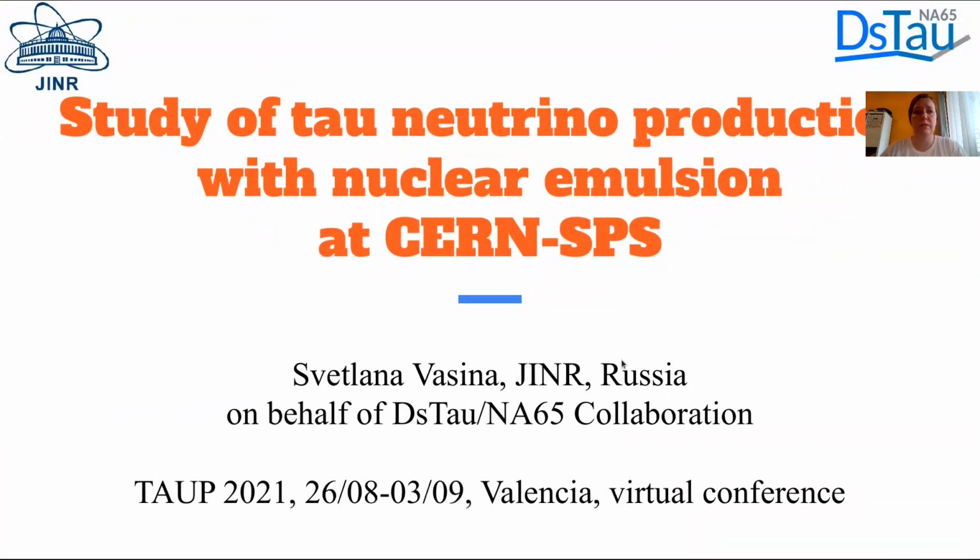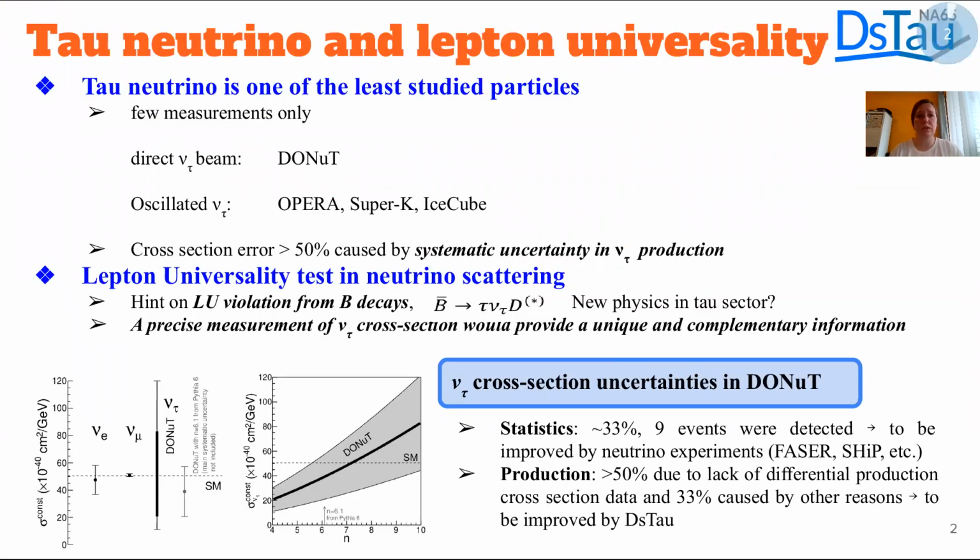Pleasure to give a talk about the DsTau experiment, which studied tau neutrino production with nuclear emulsion at CERN SPS. Tau neutrino is one of the least studied particles. There are only few measurements that do not register tau neutrino directly in the beam, and there are some other experiments which registered oscillated tau neutrinos.